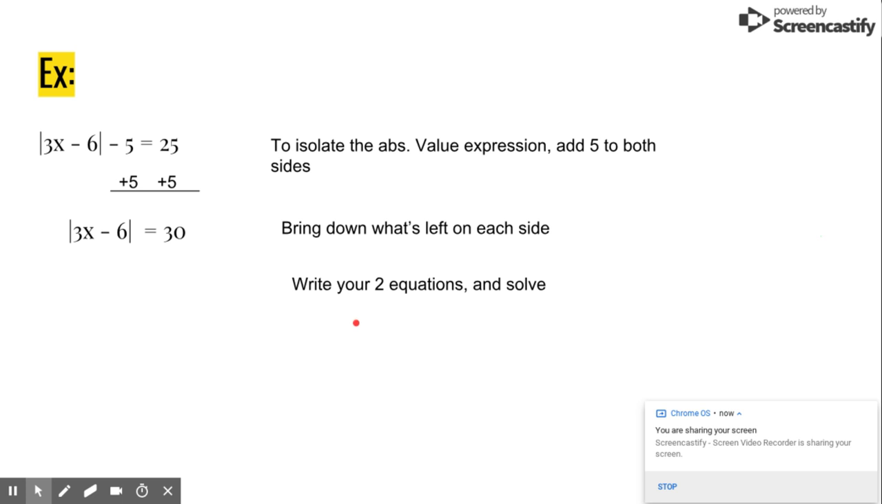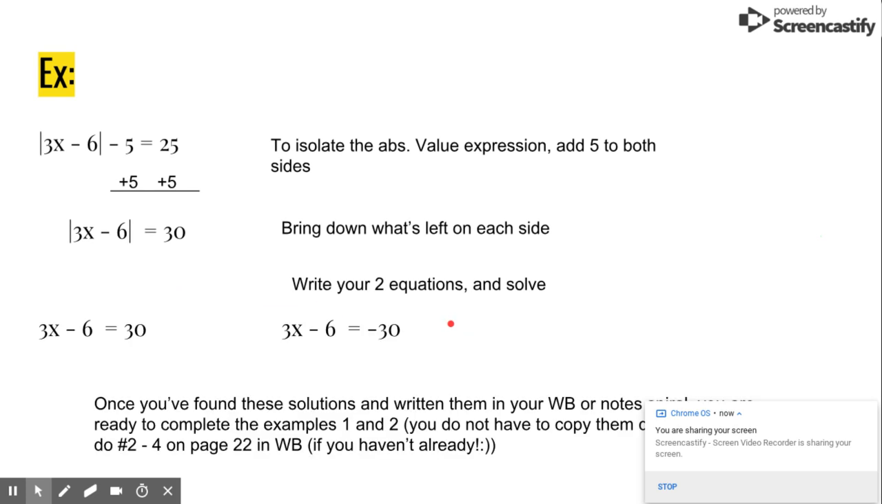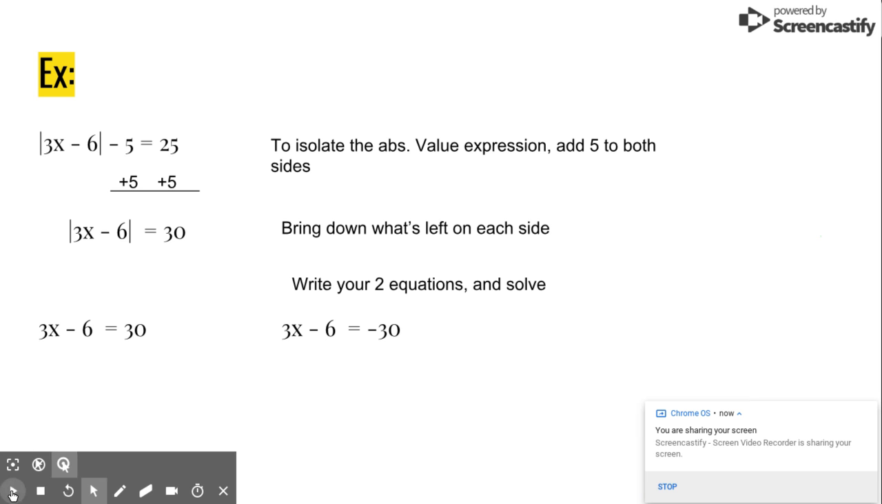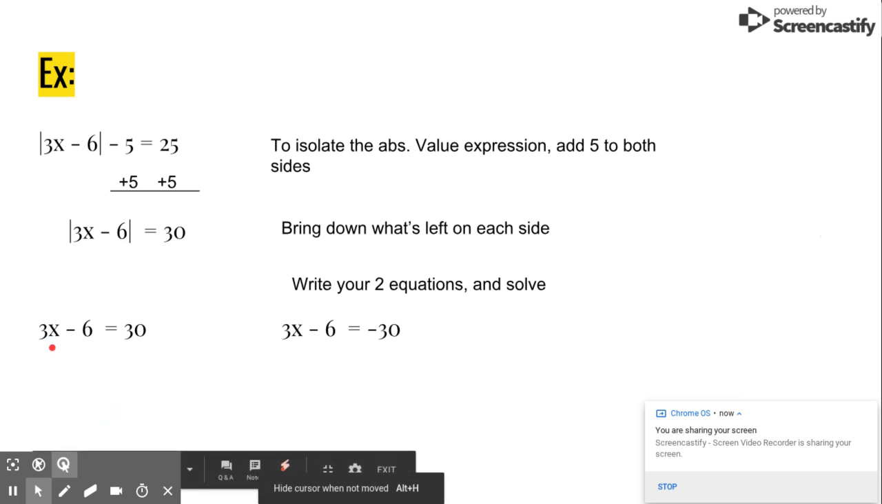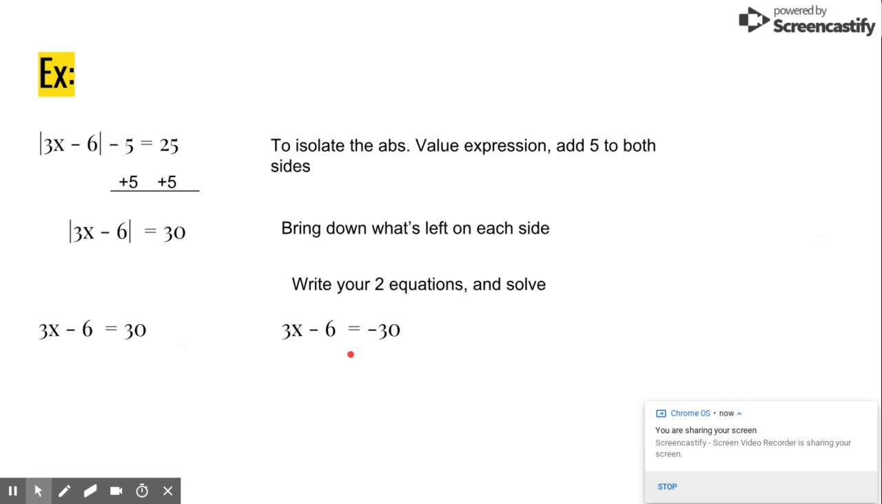So your two equations, you should write them down here. I will show you in a moment. Your two equations would be 3x minus 6 equals 30. That's one possibility, and 3x minus 6 equals negative 30.